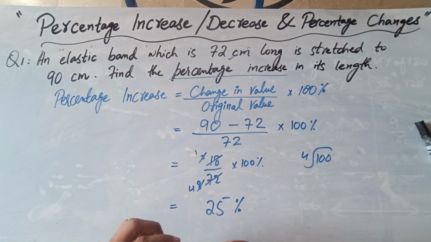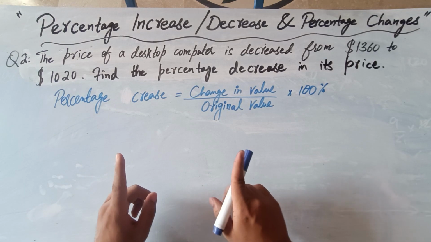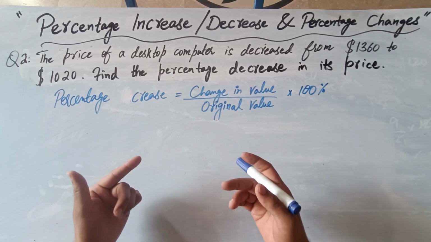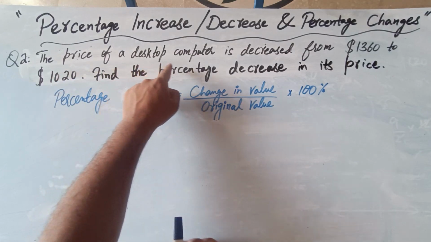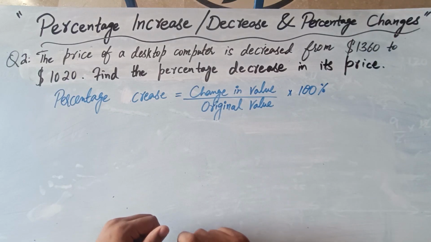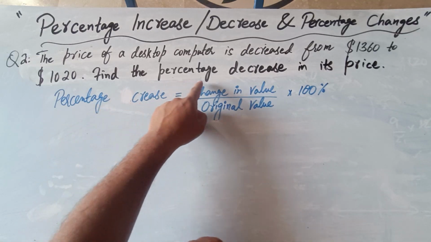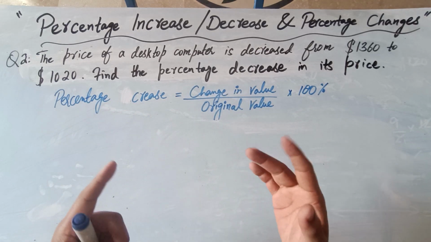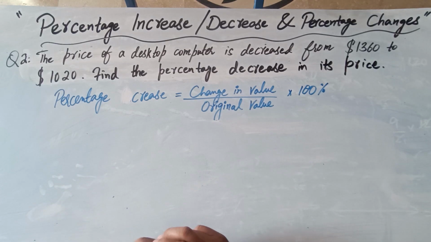So I hope this question is very interesting and very much engaging. Now let's look at another question. This is again a very realistic question. We can see in our daily life, in every shopping mall, in every supermarket, the price of a desktop computer is decreased from $1,360 to $1,020. Find the percentage decrease in its price. How many percent the price has been decreased of that particular computer?